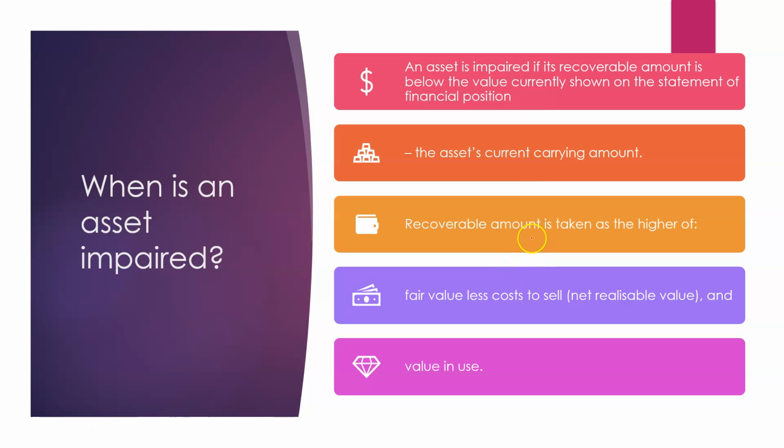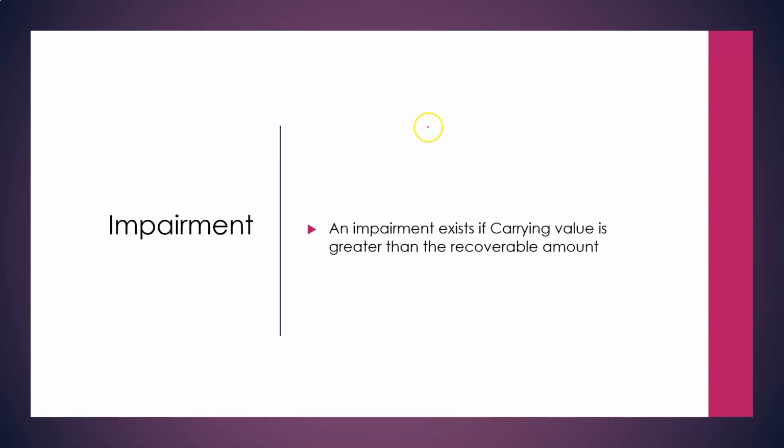So that's the plan. Typically, when is an asset impaired? An asset is impaired if its recoverable amount is below the value currently showing in the financial position. So we want to first of all find out what that current carrying amount is. We might have to do one more depreciation. Recoverable amount, you can see here, is taken as the higher of the fair value less cost to sell and the value in use. So what does this mean?